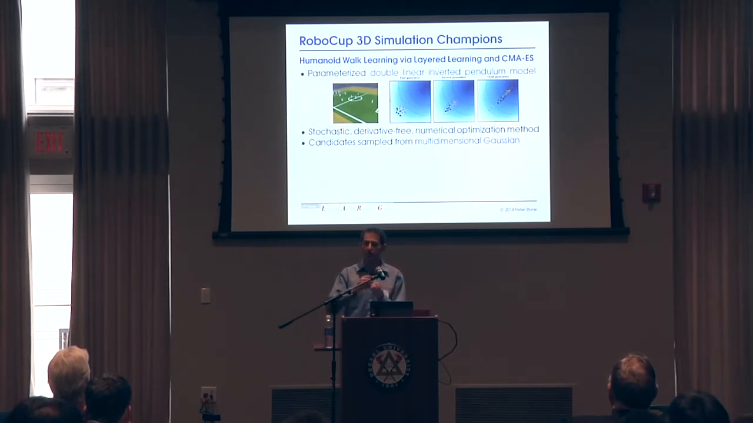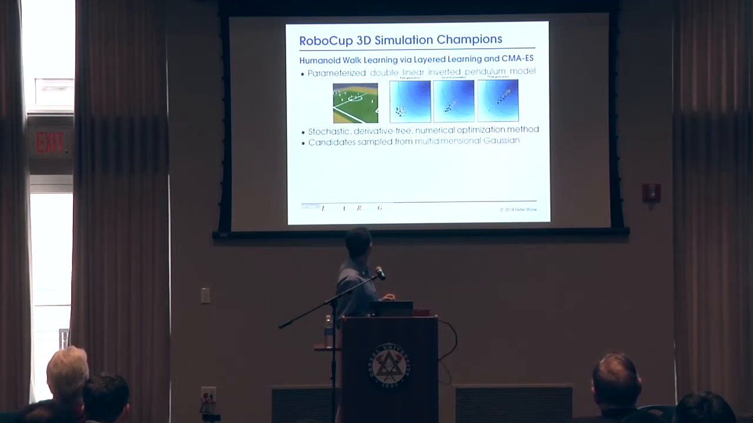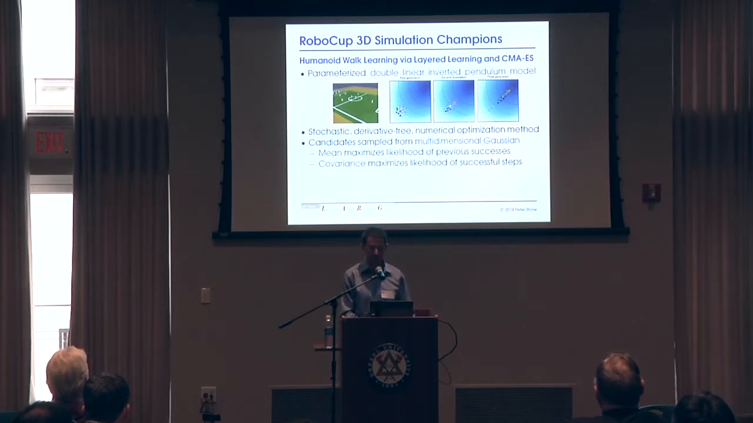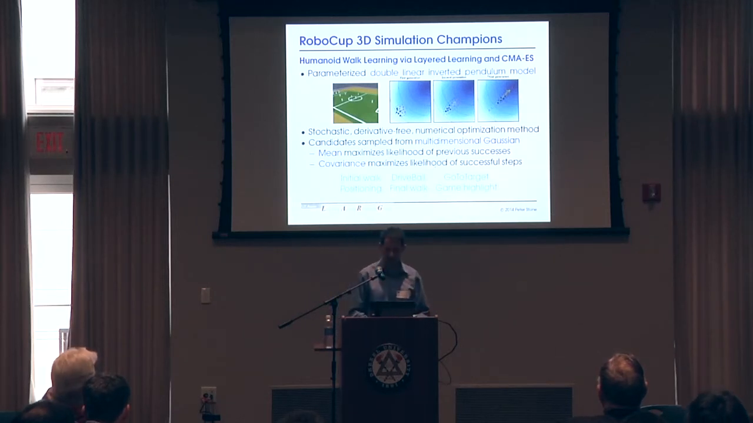The basic method, again, is similar, it's called CMA-ES, where you have a bunch of points in your parameter space, you evaluate them, and then you move along. It's a derivative-free numerical optimization method where candidates are sampled from a multi-dimensional Gaussian, and you keep changing the location of the Gaussian in your parameter space, where your mean in the next generation maximizes the likelihood of the most successful instances in the previous generation, and your covariance maximizes the likelihood of the successful steps. In the interest of time, I'm not going to show the progression of the learning here, but this is something I could talk much more about if you're interested.